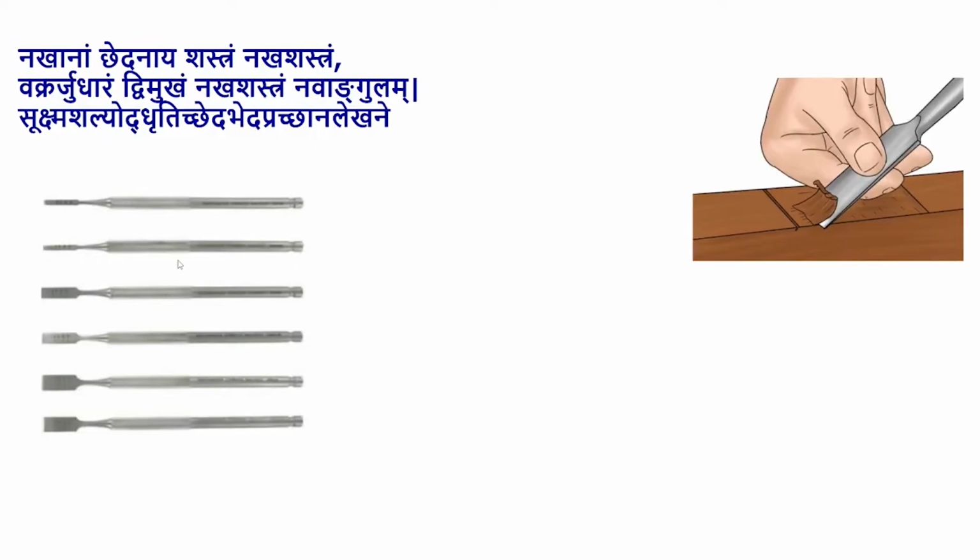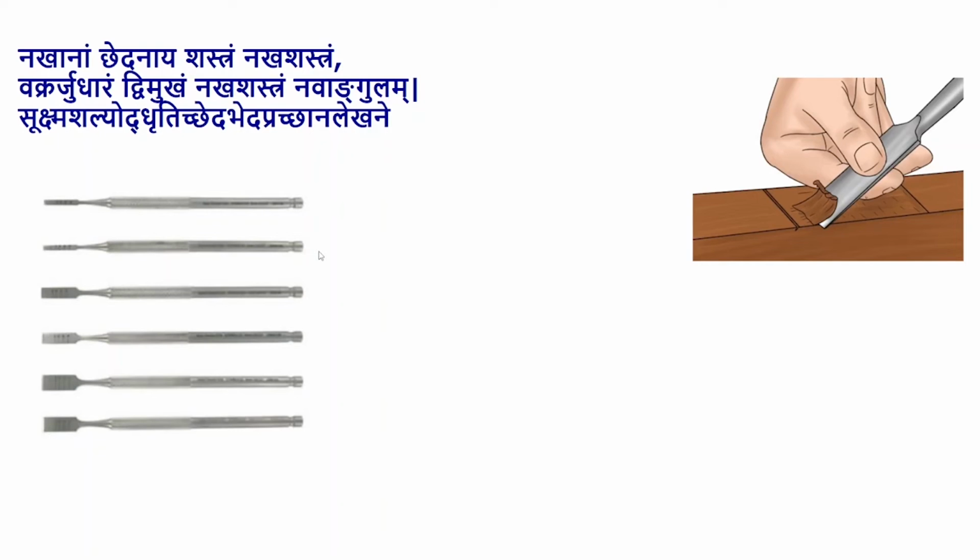Now, another of the Shastra is the Nakha Shastra. Nakha Shastra is a traditional nail parer used in the olden days, not the nail cutter of the present day. Nakha Nam Thirnaya Shastram Nakha Shastram Vakra Rujudharam Vimukham Nakha Shastram Navangulam. It's something like a chisel-like instrument which has a sharp edge, and the sharp edge can be moved vertically and horizontally, at an angle, so that you can take a horizontal slice of a tissue wherever there is a need for such an activity. Initially it's a vertical push, and then a horizontal push. That kind of movement is required with a sharp instrument.